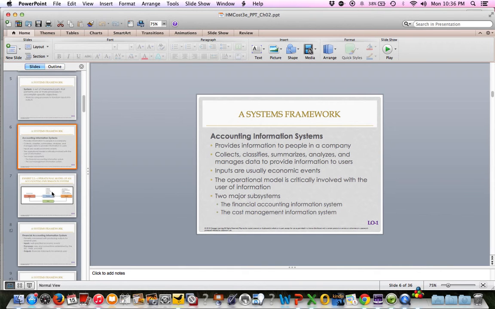The operational model is critically involved with the user of information, so basically the operations are driving information. And there are subsystems to that, which are the financial accounting side and also the cost management side. Both of those play a large role in the gathering of data and how it's summarized.